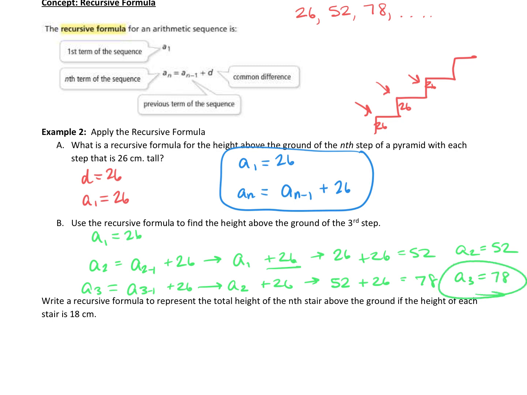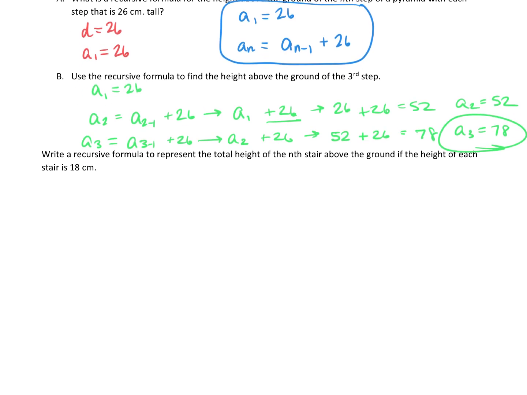So I will say recursive rules are great, but they're limiting a bit because they always rely on the previous term. Previous term right here is part of the rule. So if I wanted to know the 100th term of the sequence, we couldn't just jump to term 100. I would have to know the 99th term. To get the 99th term, I would have to know the 98th term. You basically have to find every term leading up to the one you're looking for.